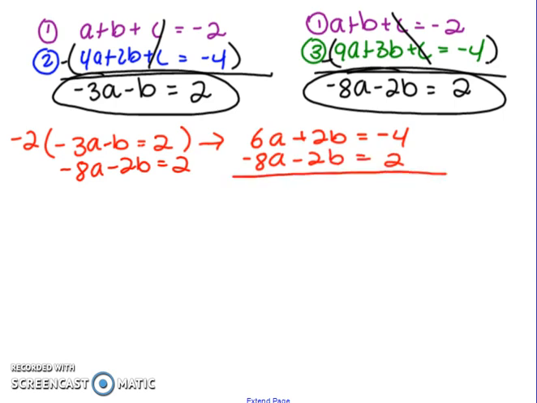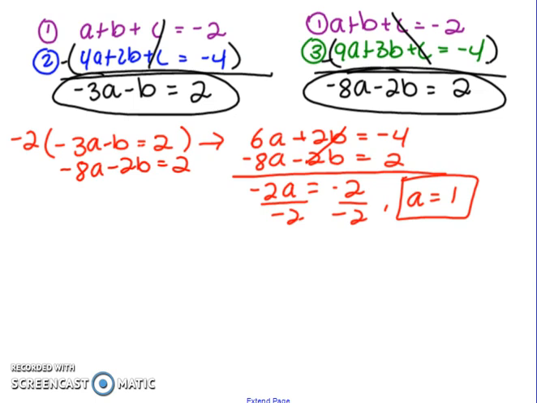So now I can add these since my b's have opposite signs. So 6a minus 8a is going to give me negative 2a. Negative 4 plus 2 is negative 2. So I'm going to divide both sides by negative 2. So a equals 1. Okay, so I know what a is.